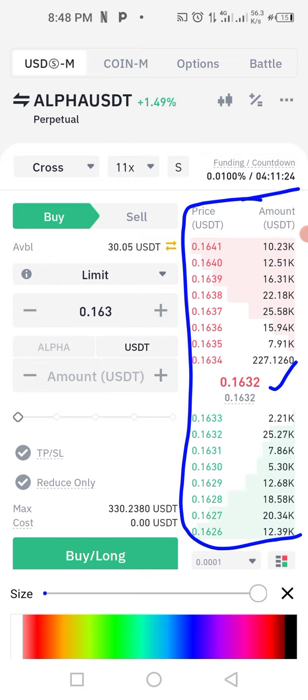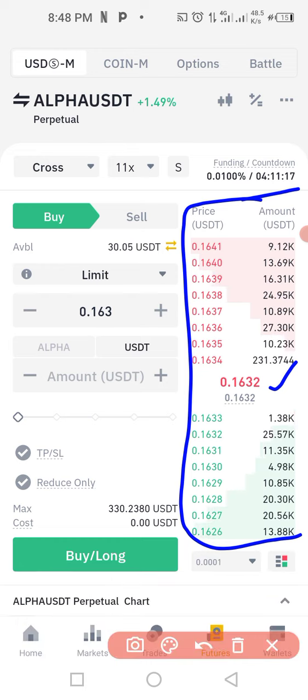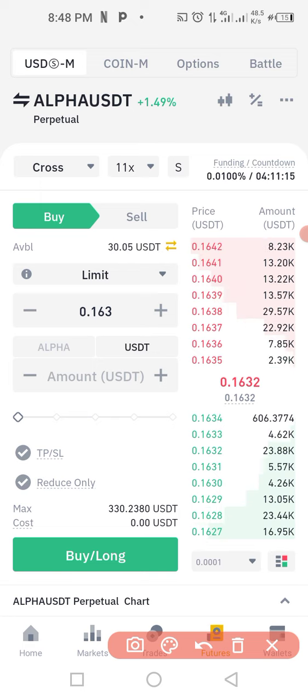These people now are selling. The ones in red are selling. These people in green are buying. That is that about the order book.